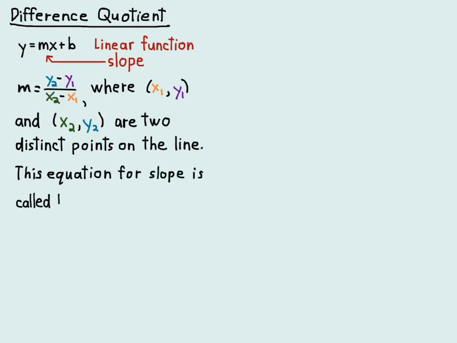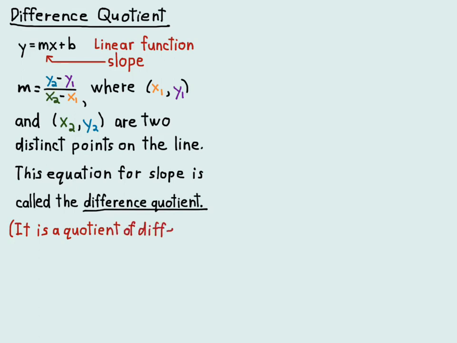So this equation for the slope is called the difference quotient. That's because it's a quotient of differences. So that's what the difference quotient is: the equation for a slope of a line. Well, it's the right-hand side of the equation for the slope of a line, the left-hand side just being m.